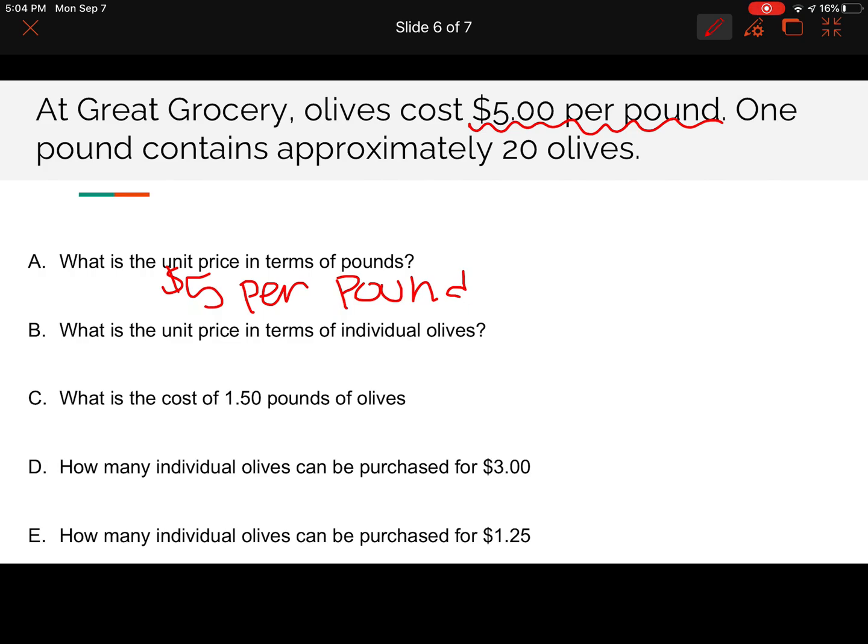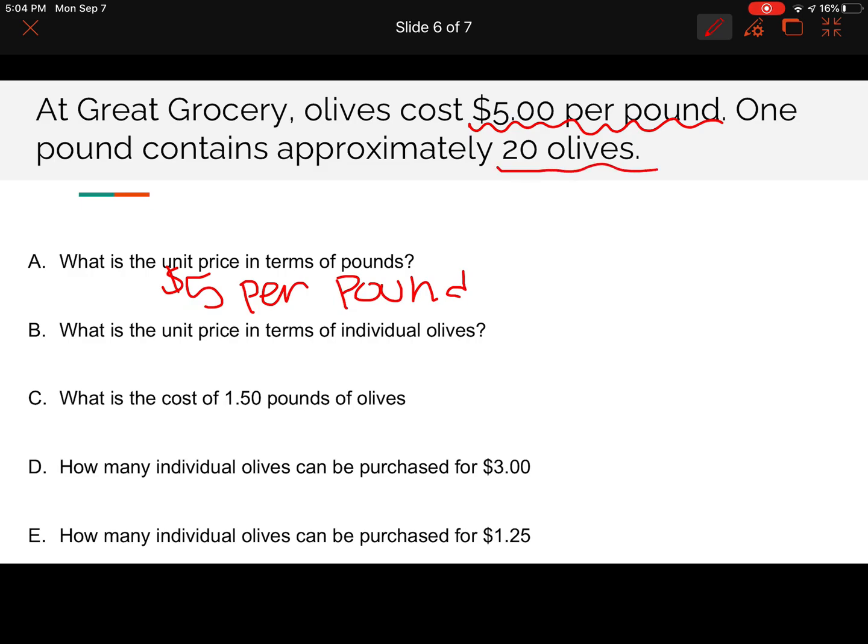This problem is very similar to a problem that you'll see in your homework, so pay close attention. If you're using a notebook, try and take some really good notes because this will help you when you get to the homework, okay? What is the unit price in terms of individual olives? So what is my unit price for just 1 olive? To figure that out, it says that 1 pound contains approximately 20 olives. So we have 20 olives.